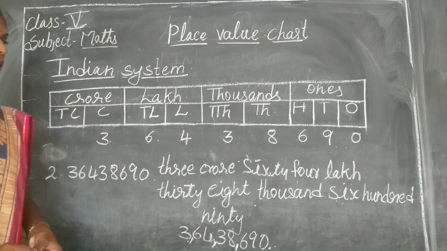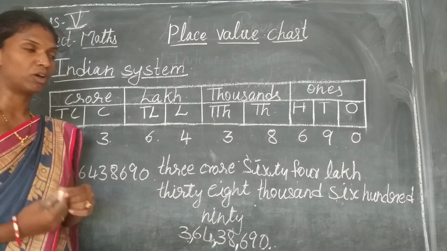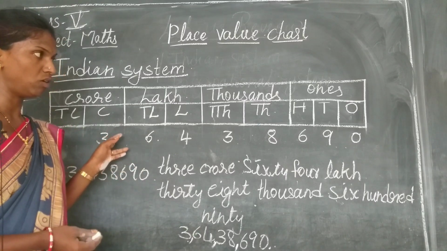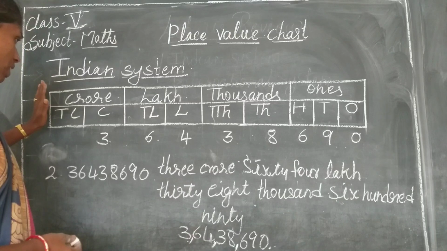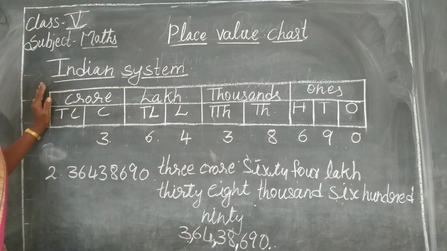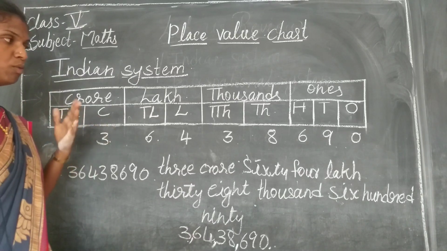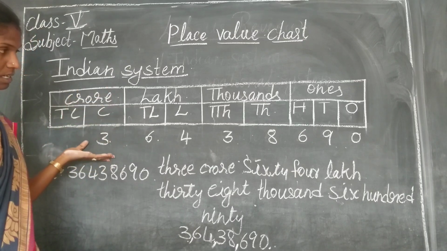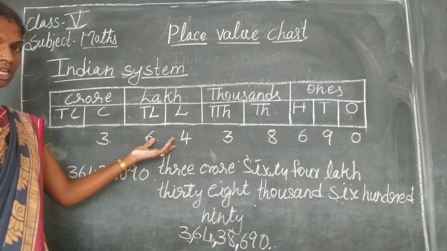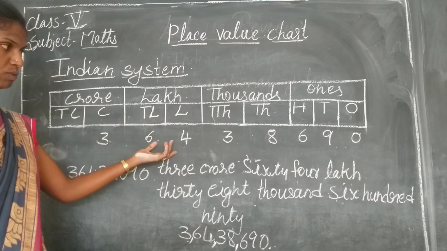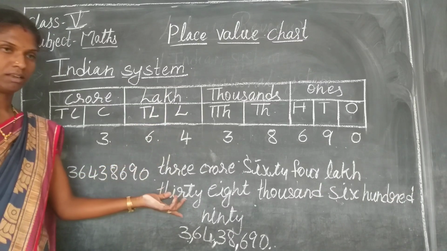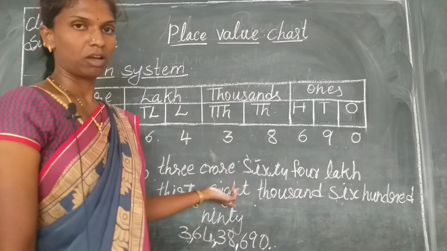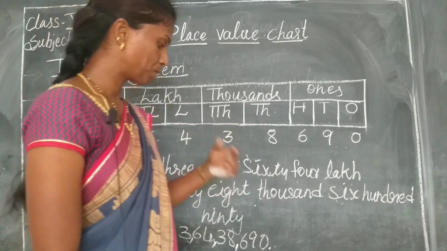Now take some more examples of your own based on this place value. Draw this place value chart in your notes, take some more examples, arrange the numbers under the place value chart, and read the numbers by comparing with this chart.